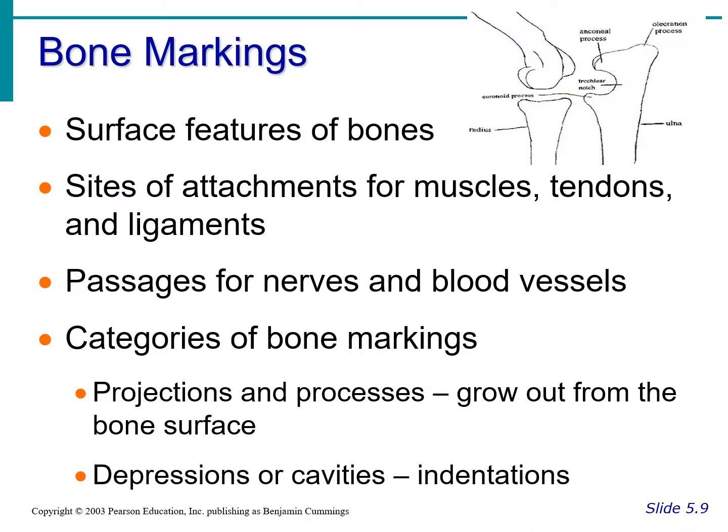On the surface of bones, there are sites of attachments for muscles, tendons, and ligaments. And there's also passage areas for nerves and blood vessels. The categories of bone markings are projections and processes, which grow out from the bone surface, or depressions or cavities, which are indentations. And the diagram up in the corner shows you different projections and processes and depressions or cavities.